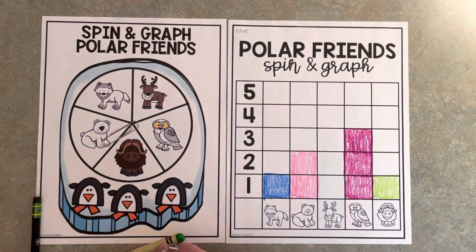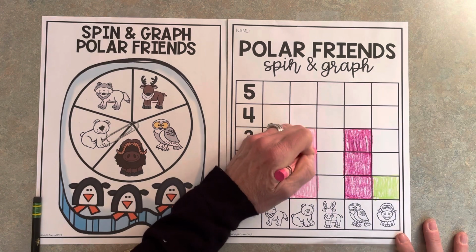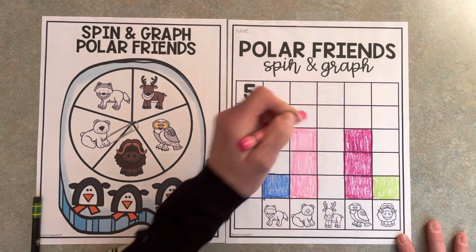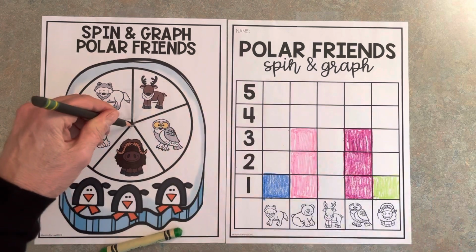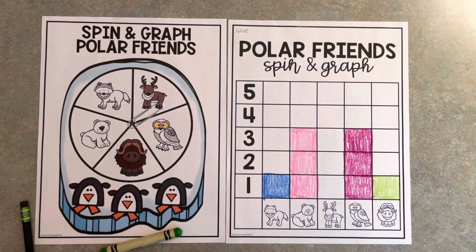Polar bear again. Now you can see that the polar bear and the snowy owl are even. They both have 3. What is your prediction? Who do you think's gonna win? Now we have the deer finally, and the only color I didn't use, I need 1 more color. Let's do blue.